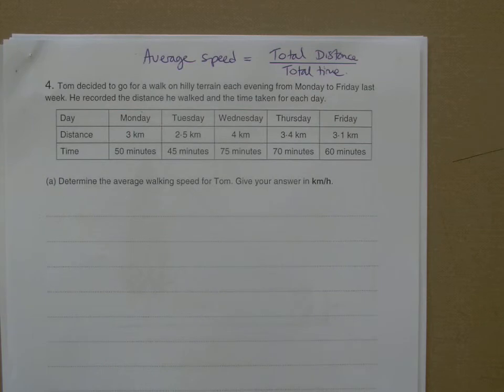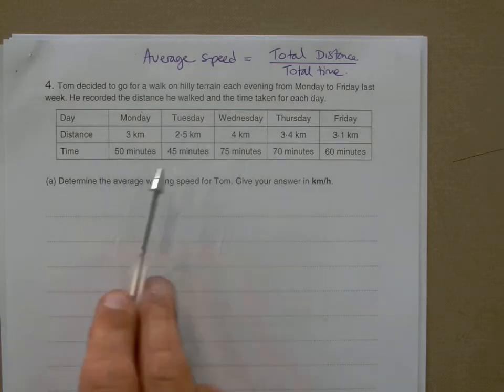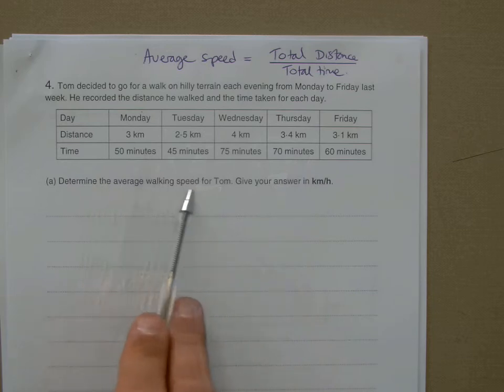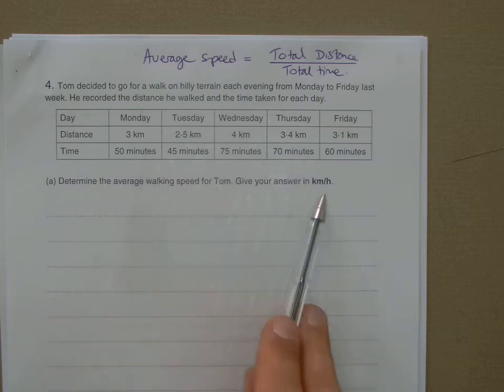Tom decided to go for a walk on hilly terrain each evening from Monday to Friday last week. He recorded the distance he walked and the time taken for each day. So we've got the distances here and we've got the times here in minutes. It says then, determine the average walking speed for Tom. Give your answer in kilometers per hour.